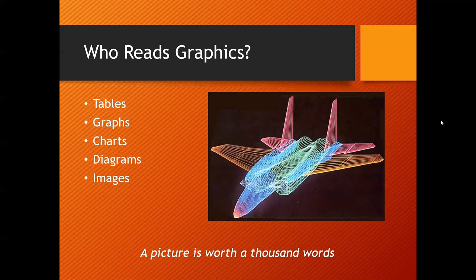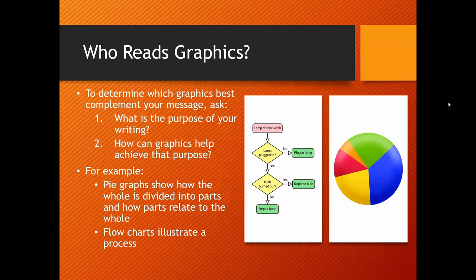A picture is worth 1,000 words. So different types of graphics: tables, graphs, charts, diagrams, and images. And we're going to go through actually several different types of each of these. But again, remember, who's going to read them? So what is the purpose of your writing, and how can graphics help you achieve that purpose?